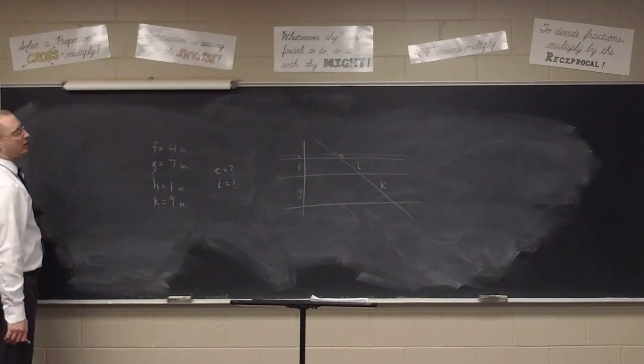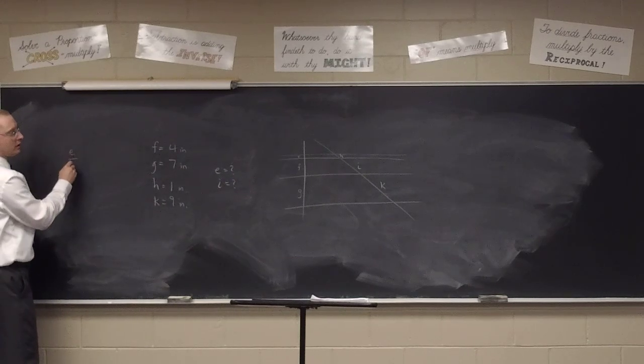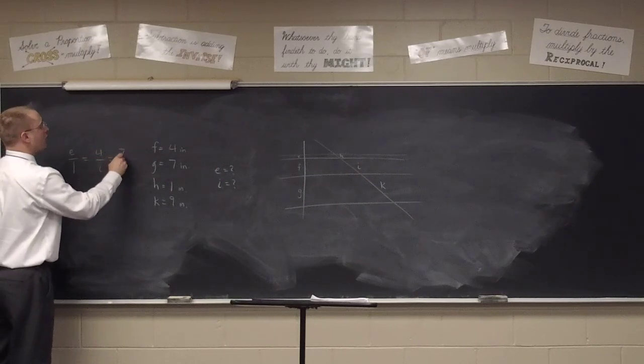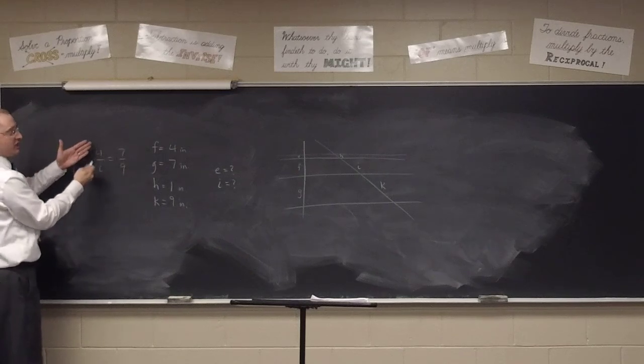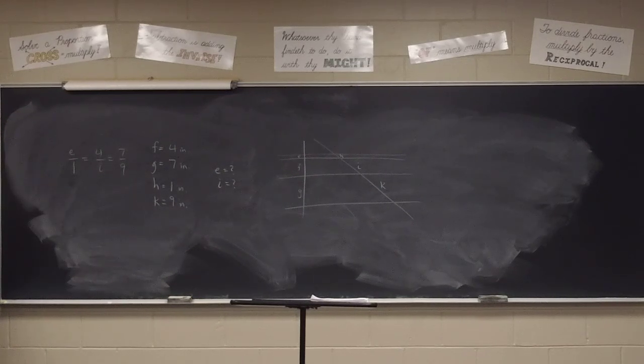What proportion do I need to set up here, Quentin? E is to H, as F is to I, as G is to K. Plugging in the values: E is to 1, as 4 is to I, as 7 is to 9. And which one did you solve for first, E or I?